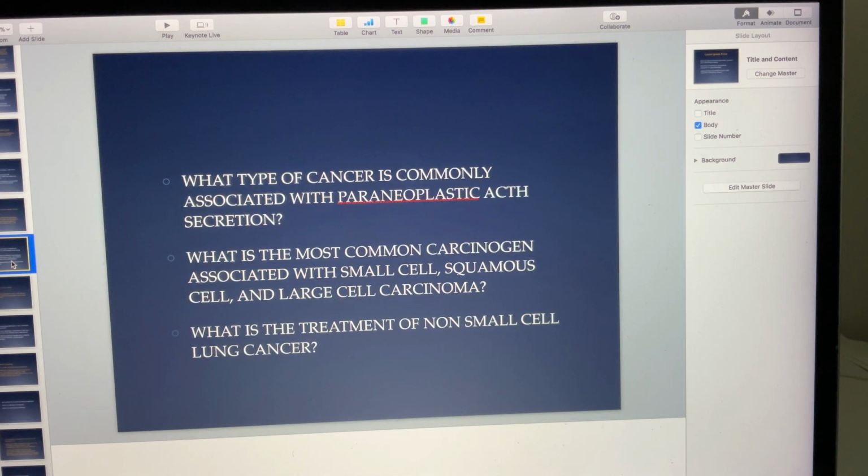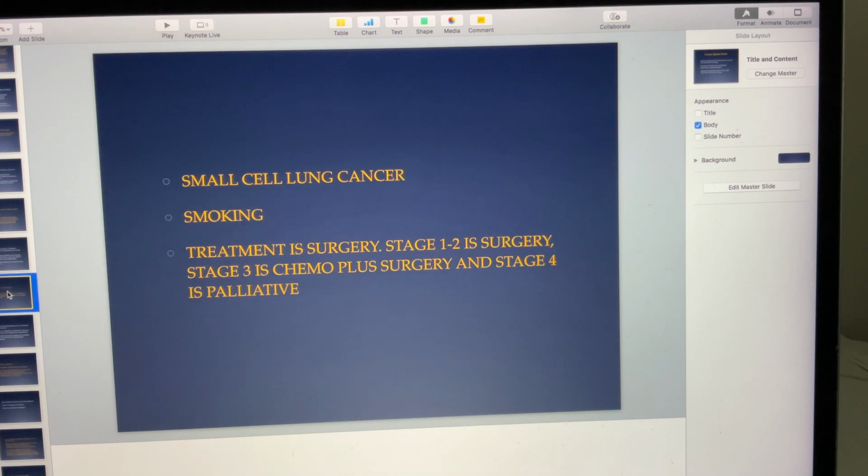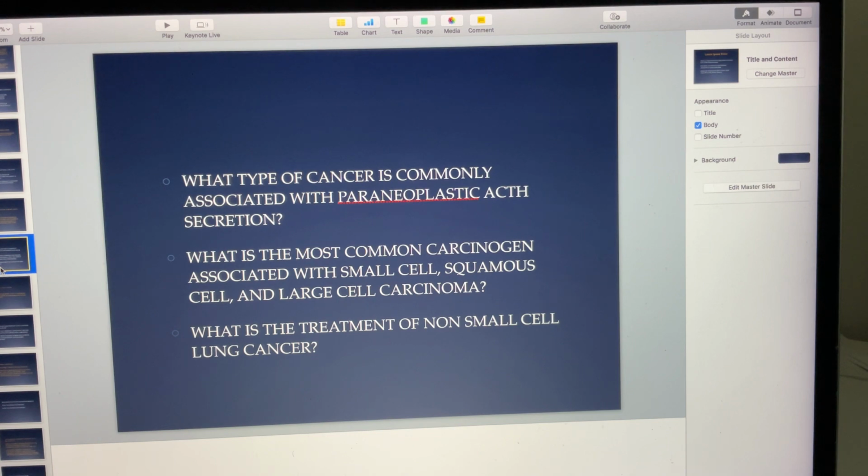Next question, what type of cancer is commonly associated with paraneoplastic ACTH secretion? What is the most common carcinogen associated with small cell, squamous cell, as well as large cell carcinoma? And then what is the treatment of non-small cell lung cancer? So let's start with the first one. What type of cancer is commonly associated with paraneoplastic secretion? And that is small cell lung cancer. The carcinogen that is common with small cell, squamous cell, as well as large cell carcinoma, that is smoking.